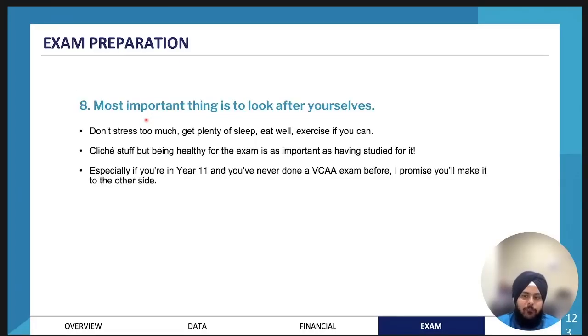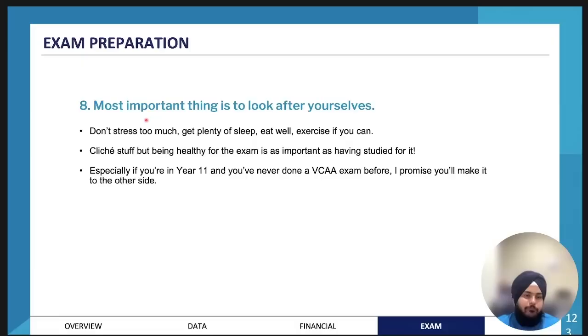But lastly, make sure you look after yourself. This exam period is probably going to be the most stressful period of year 12. So really try to get plenty of sleep, exercise, and eat well if you can. Not if you can, but try to do it as much as you can.